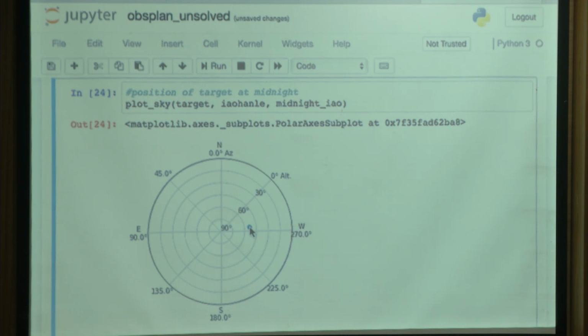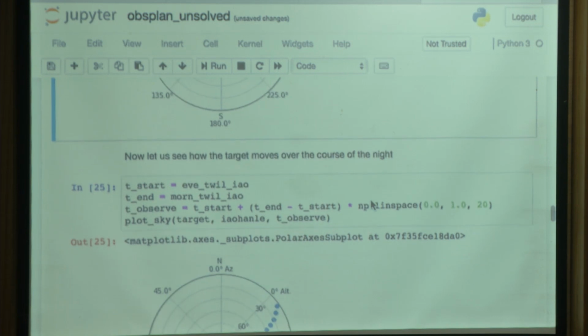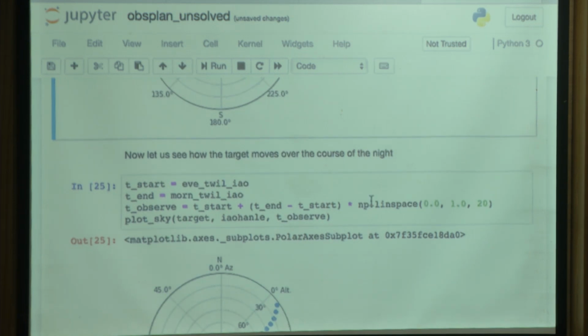Now what if we want to see how this position changes as a function of time, right? We want to get a sky plot as a function of time. So let's see how the target moves over the course of the night.